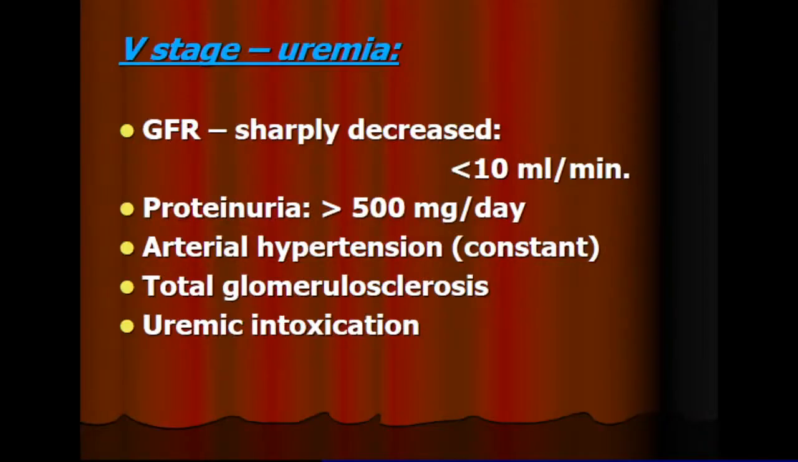And the last stage, fifth stage, uremia. Glomerular filtration rate sharply decreased, less than 10 ml per minute. Proteinuria more than 500 milligram per day. Arterial hypertension constant. And total glomerular sclerosis and uremic intoxication.